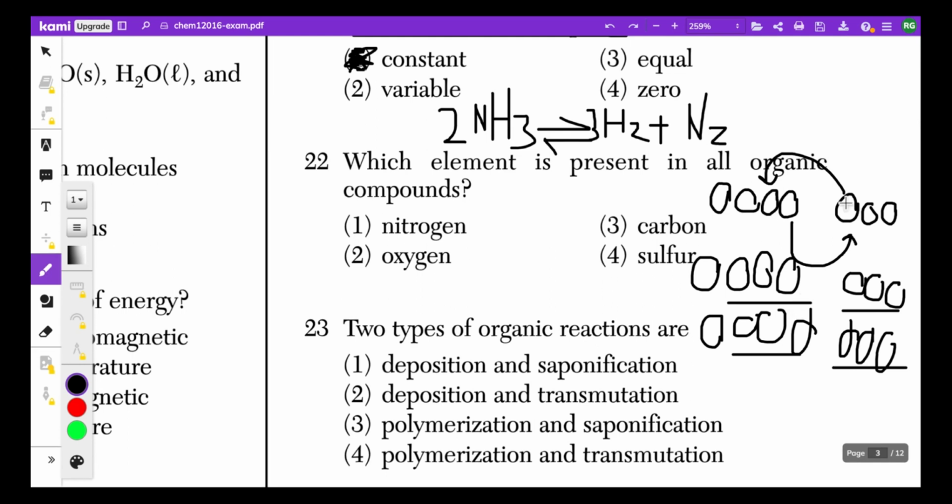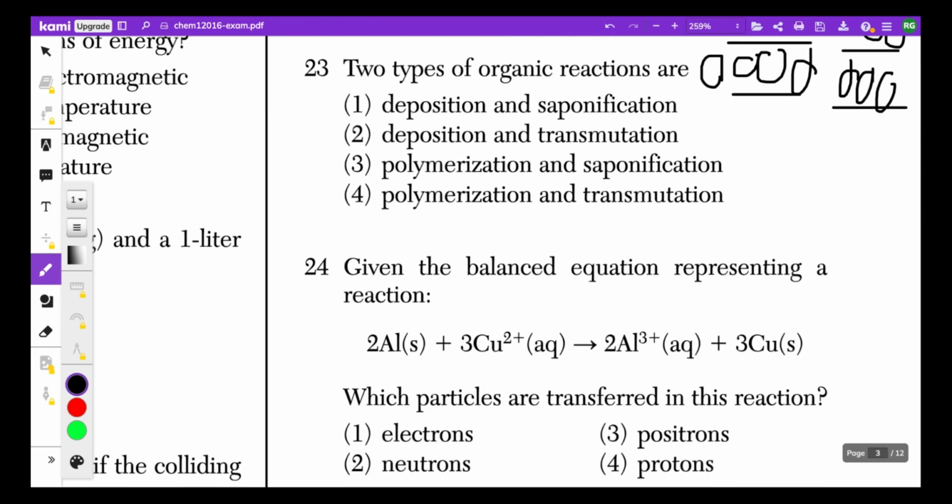They're constant. All right. So which element is present in organic compounds? This question appears basically in every Regents. It's always carbon. Chemistry, you're going to learn about just a little bit of chem, and organic chemistry studies carbon-based compounds. Two types of organic reactions. This one is just a memorization problem. So if you don't know this, just skip it during the test and hopefully you'll remember it a couple minutes later.